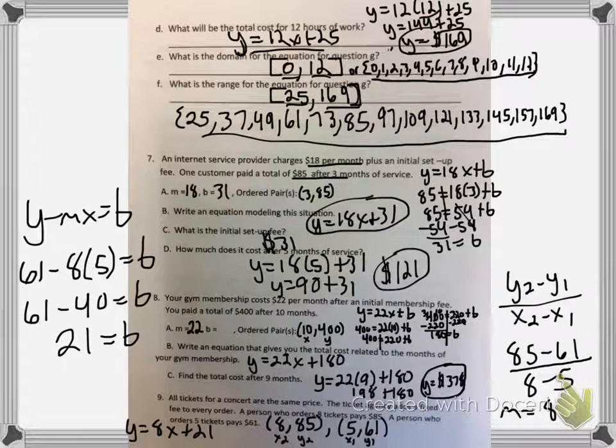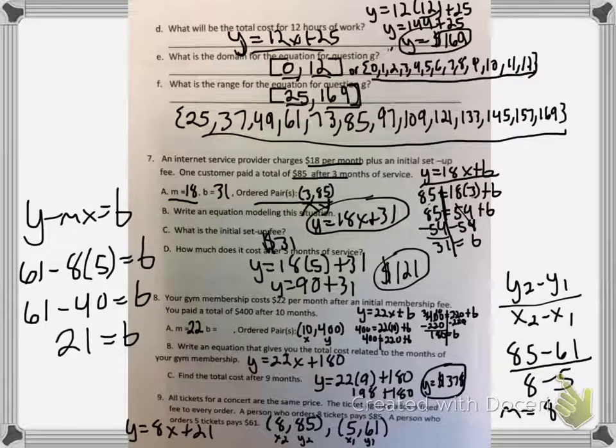Number 7. Internet provider charges $18 per month plus initial setup fee. One customer paid a total of $85 after 3 months of service. So initially, I know that my slope is 18, and an ordered pair is 3 and 85. So I set up my equation y equals 18x plus b. Plug in my x and my y here. And that gives me 3 for my x, 85 for my y. 18 times 3 is 54.